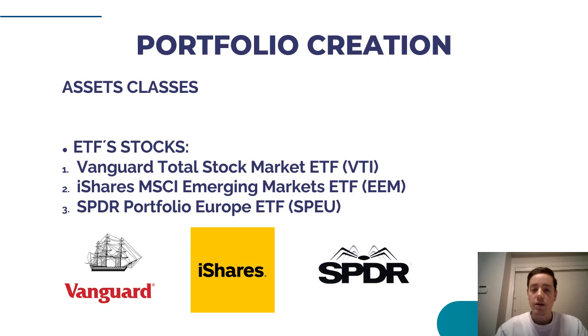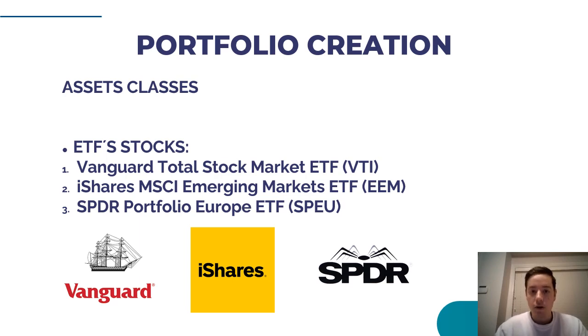The first one is Vanguard Total Stock Market ETF. It is an ETF designed to track the performance of the CRSP US Total Market Index. The ETF provides instant diversification by investing in thousands of stocks from companies of all sizes and sectors in the United States.